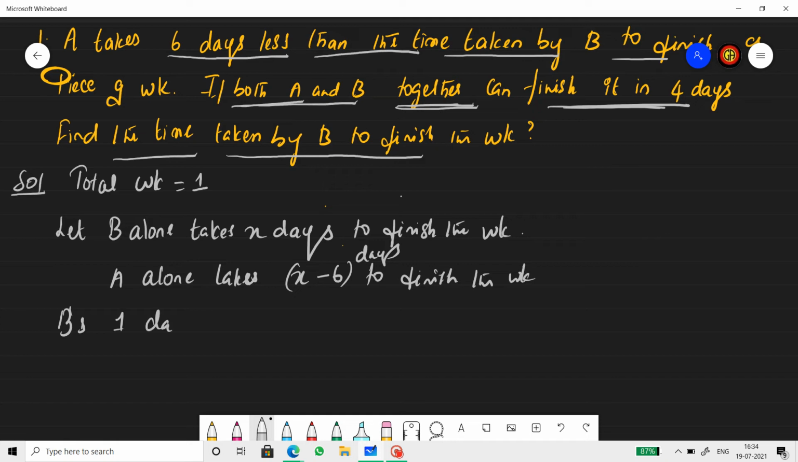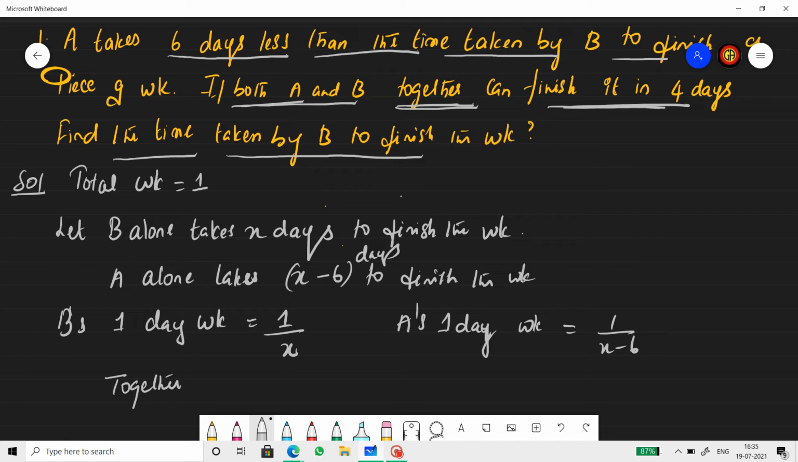Now B's 1 day work equals 1 divided by X, because total work divided by total days B has worked will be equal to his 1 day work. So B's 1 day work is 1 by X. Like that, A's 1 day work equals 1 by X minus 6. Now together A and B's 1 day work equals 1 by X plus 1 by X minus 6.